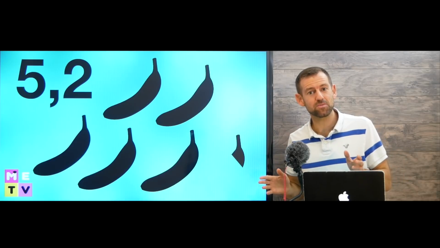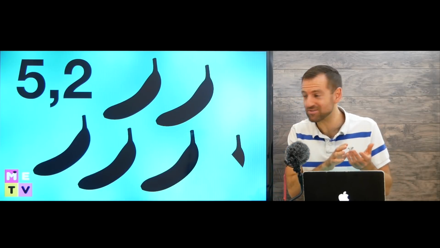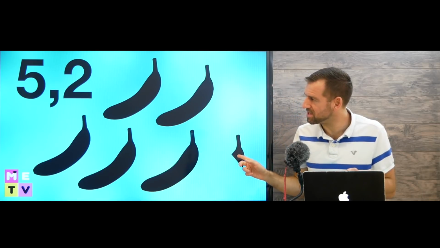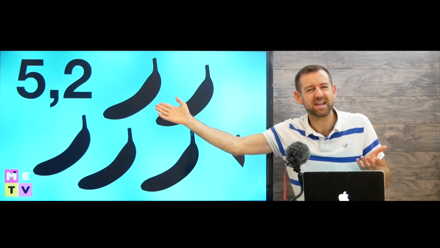Now, look at that. Is that right? No, that's wrong. In English, that's wrong. In other languages, other countries, that is right. They use that system, right? For example, a lot of European countries, like Germany, use that. They would write 5,2 for this little piece here. But in English, that number doesn't make sense.